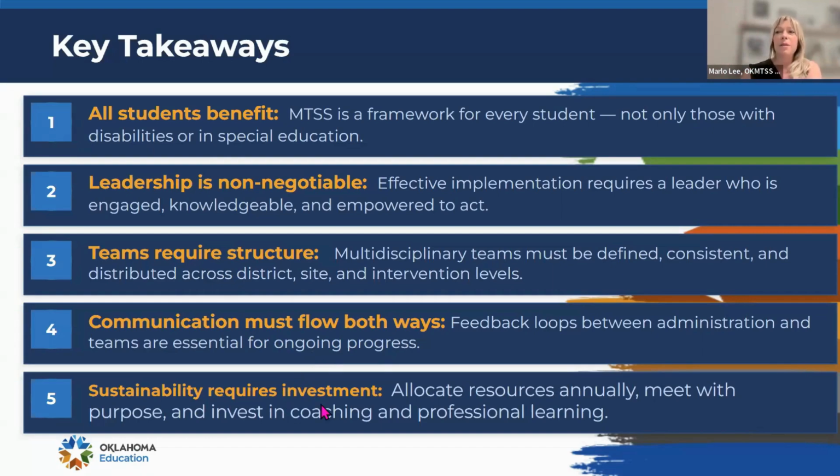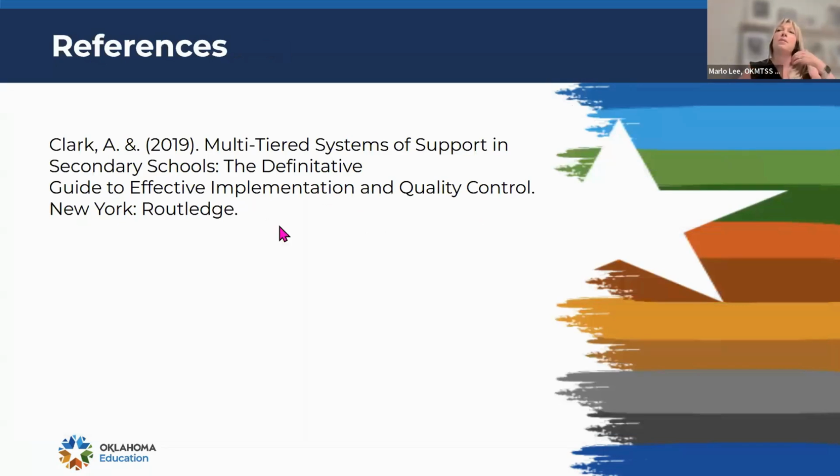And then sustainability requires investment. Allocate resources annually, meet with purpose, and invest in coaching and professional learning. And talking about allocating resources annually, that means sometimes you need to look at resources annually because sometimes they do not meet expectations or they aren't what your students at that time need. So that's something you don't just do at the beginning of MTSS implementation. So make that clear.